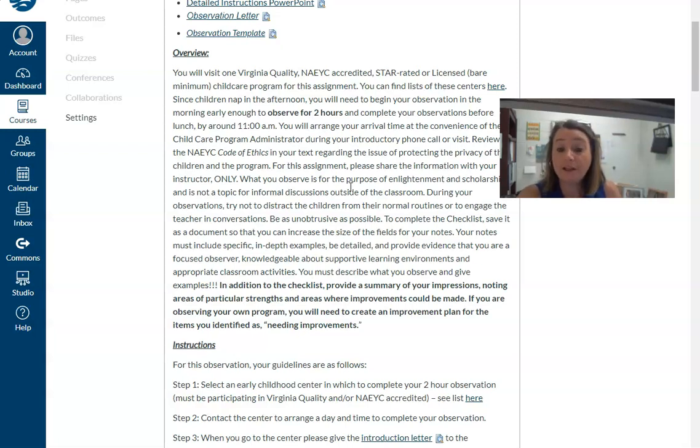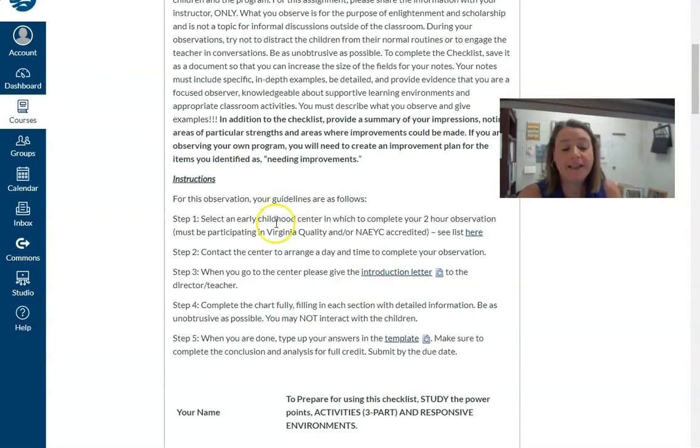And once you're done filling out the chart, then you're just going to make sure that you give a good summary of what you thought they did well, what you thought maybe they needed some work on, if you had suggestions for things that they needed to work on. So that concluding section is really important as well. So again, here are your steps, which I just went through.